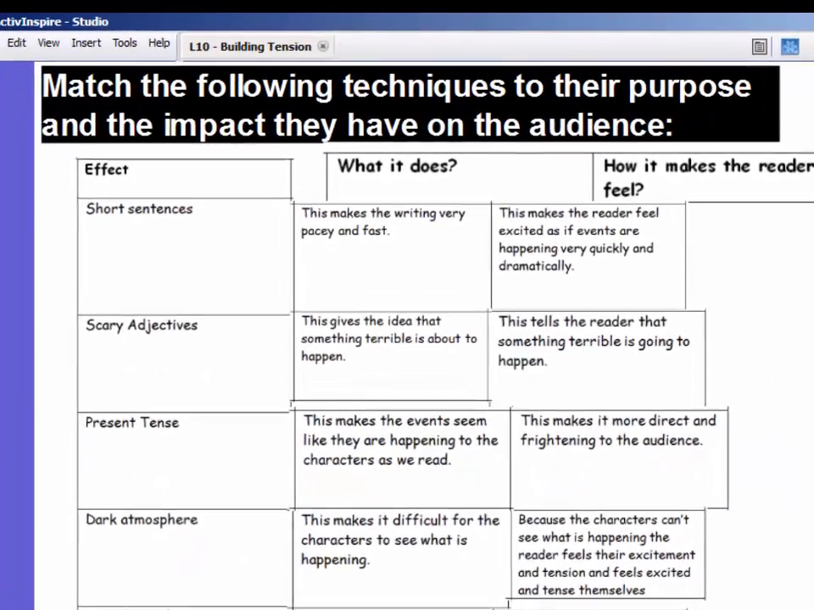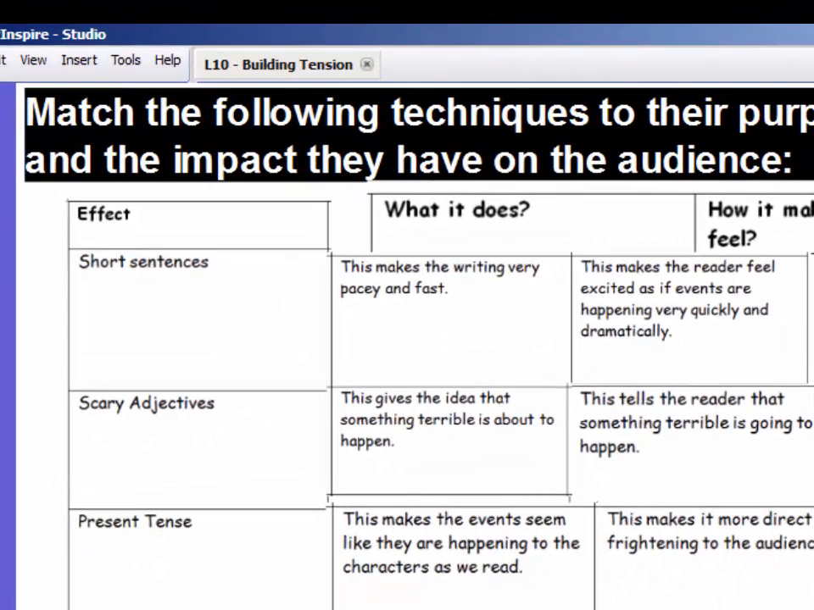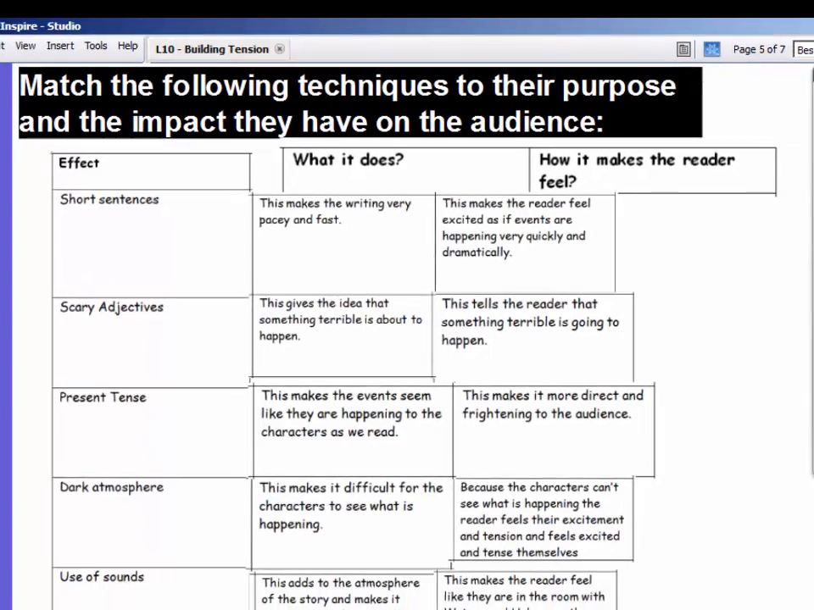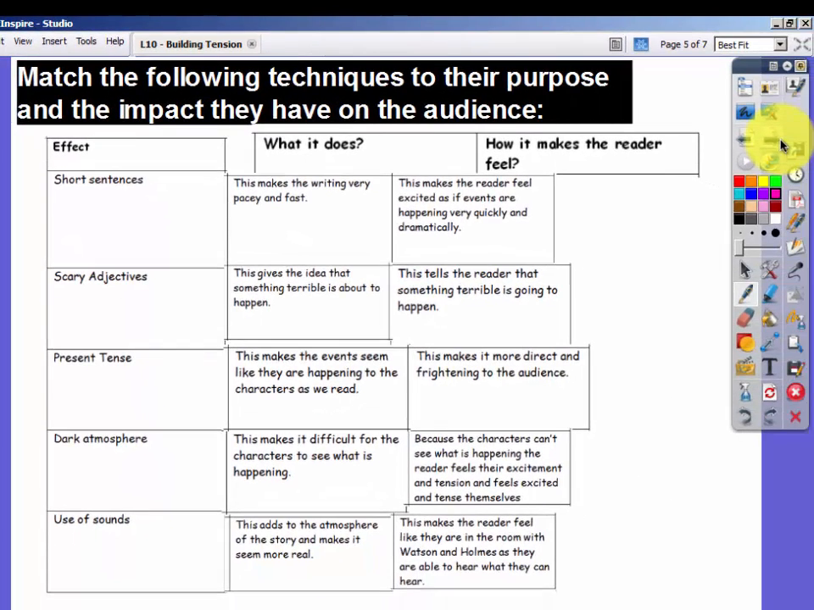Now, this section is really important. Notice it's these techniques that you need to be identifying in the assessment. So here we have short sentences. You have to pick out some very precise short sentences and explain what it does. It makes the writing very pacey and fast, and also how it makes readers feel. But don't just say that. You have to select one or two examples and use them as quotations.